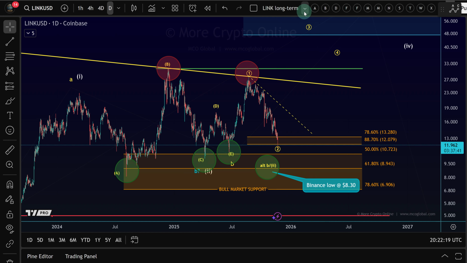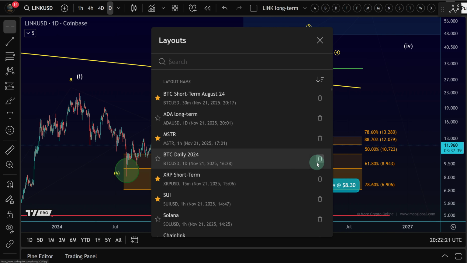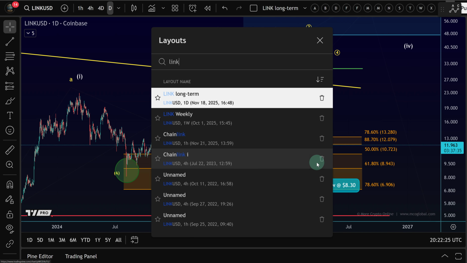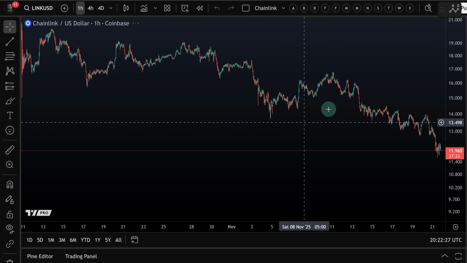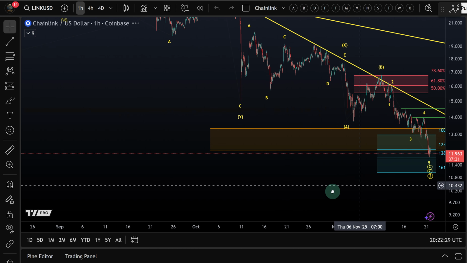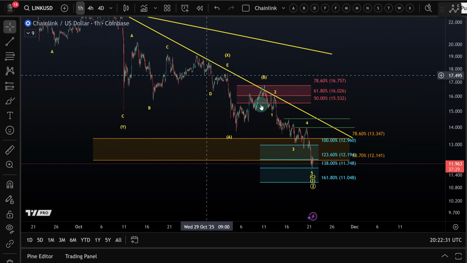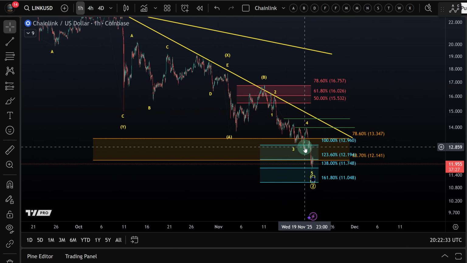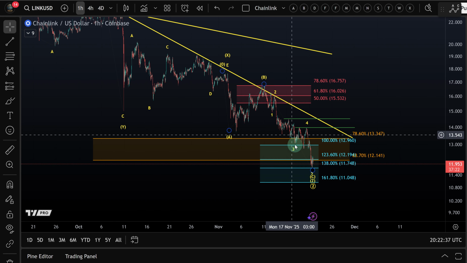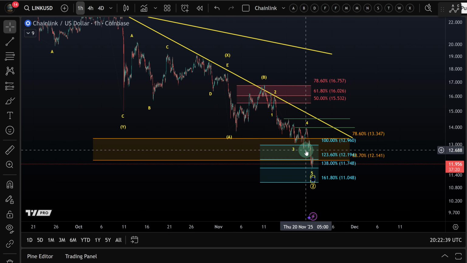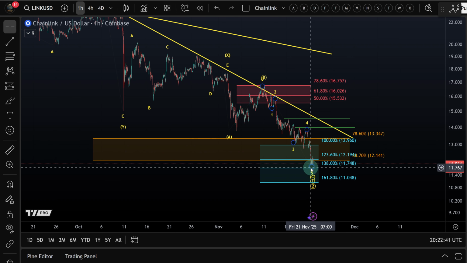But of course, if we start to see breaks above certain levels, then we will consider that a meaningful low has formed already. If we go to the Link 1 hour time frame, then you see what I mean, because the wave count to the downside is now complete. It was already complete here on the 19th, on Wednesday. I think this was the first time that really the micro pattern got completed.